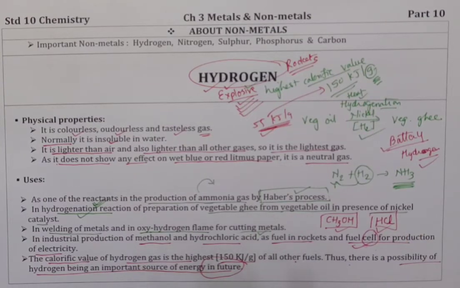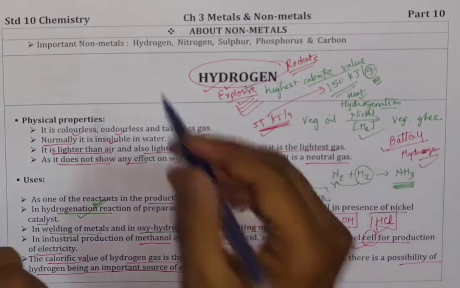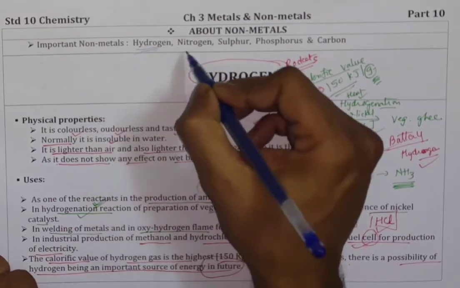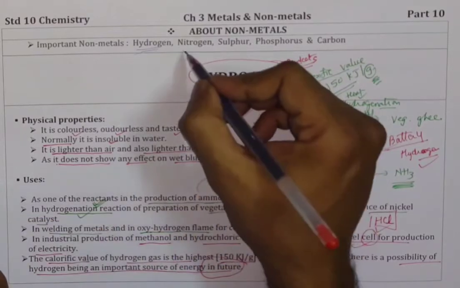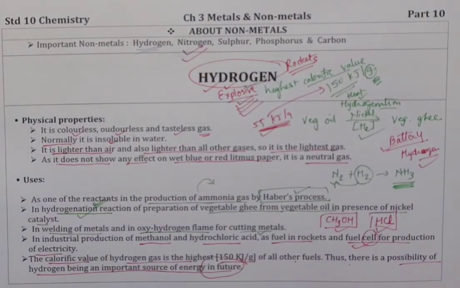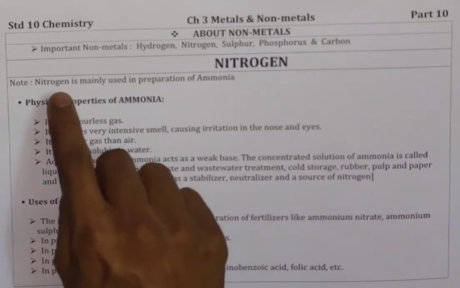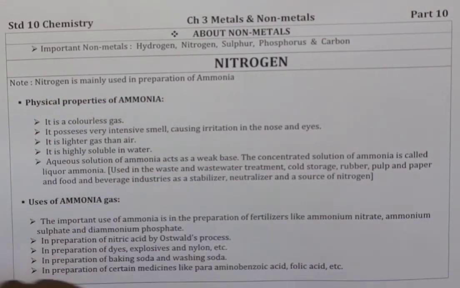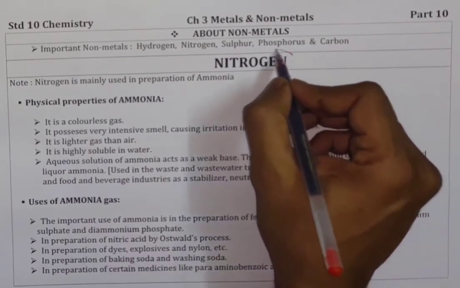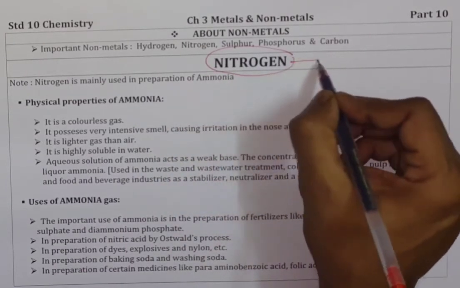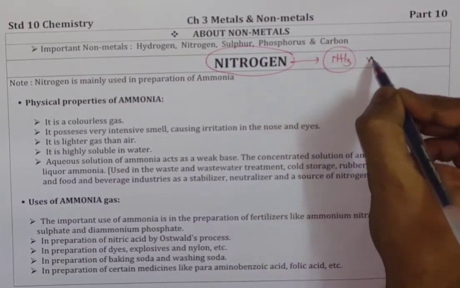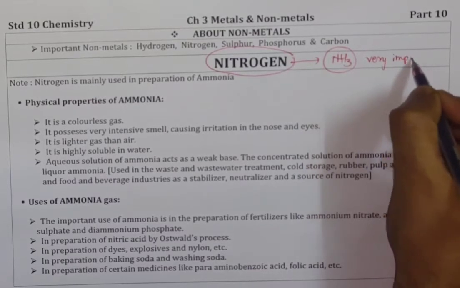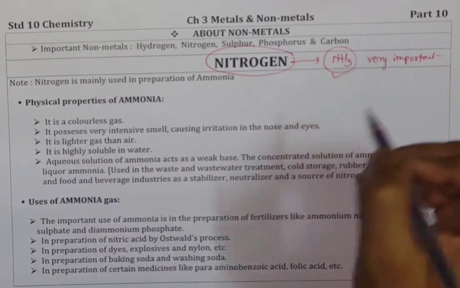Okay, that also should not happen. Correct? Alright. So, we finished with hydrogen. Alright. Now we shall see next non-metallic element, and that is nitrogen. Fine. Okay. Nitrogen is mainly used in preparation of ammonia. Children, we are not going to see any properties of nitrogen because nitrogen is mostly converted into ammonia, and this ammonia is very important. All right, so we shall be learning about ammonia.